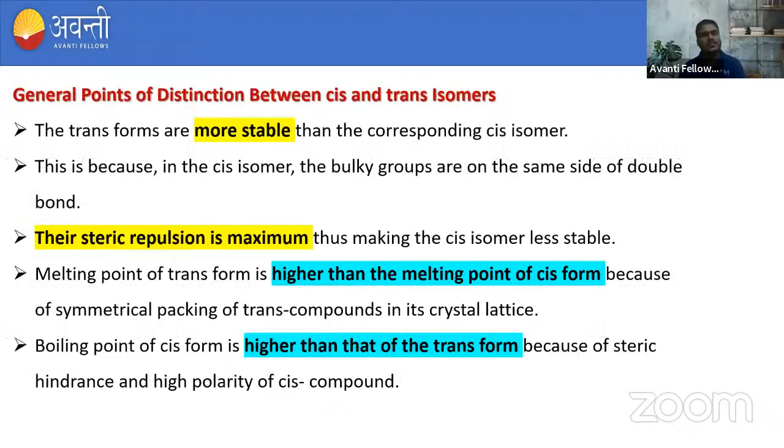Now, the general point of distinction between cis and trans isomers. The trans forms are more stable than the corresponding cis isomer. So always remember the trans forms are more stable than the corresponding cis isomer. If you are comparing the stability of cis but-2-ene and trans but-2-ene, then always remember the trans form is more stable than the corresponding cis isomer. So this is how we can define the trans isomer.